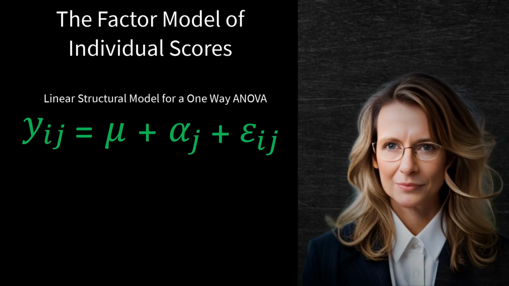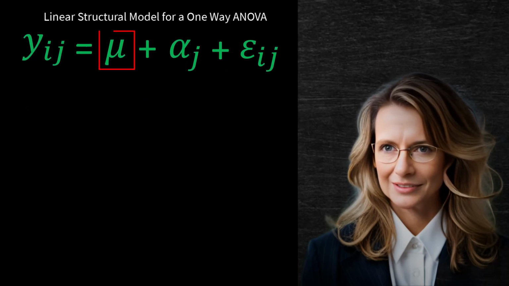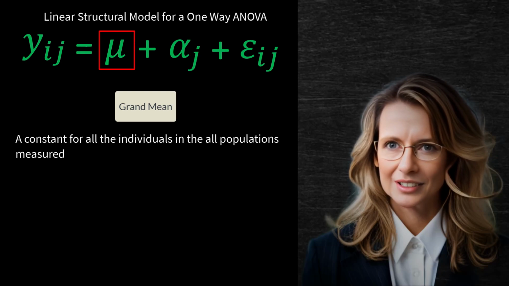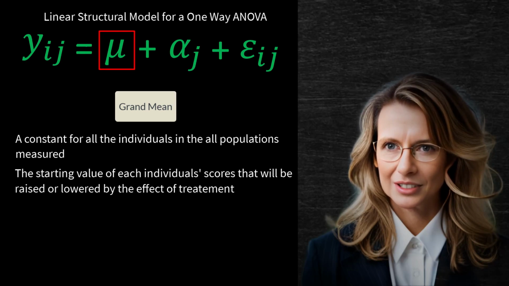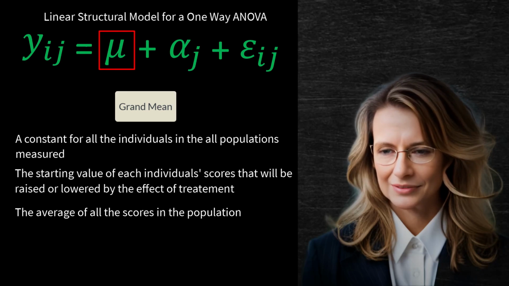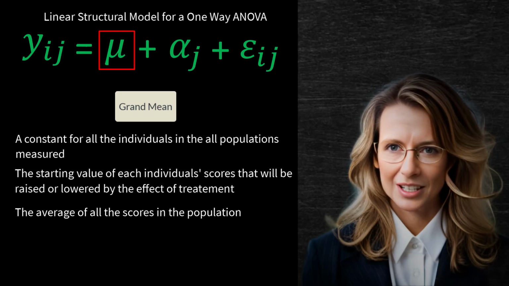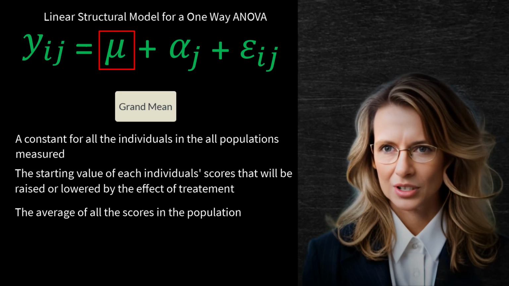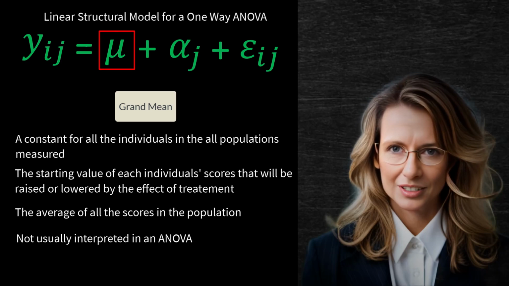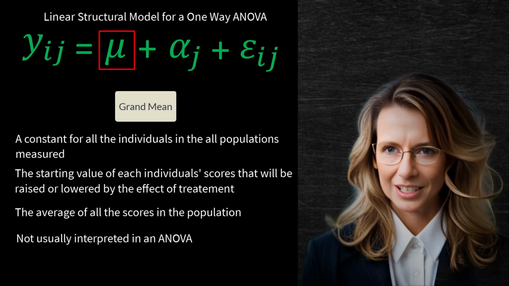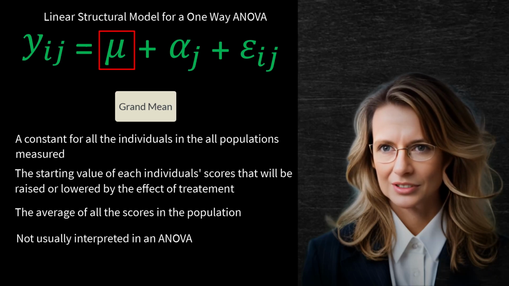Here are some details about the components in the model. The grand mean, mu. This is a constant and the same for everyone in the population. It is the starting value or reference score from which an individual's score will be either raised or lowered as a result of whatever treatment group the participant is assigned to. Numerically, it is the average of all the scores in the population of interest and is estimated by averaging all the scores from all the samples in a study. The grand mean is not a value that is usually interpreted in ANOVA, but it is a value that is used in the ANOVA calculations. We will have more to say about why the grand mean is a parameter in the model shortly.